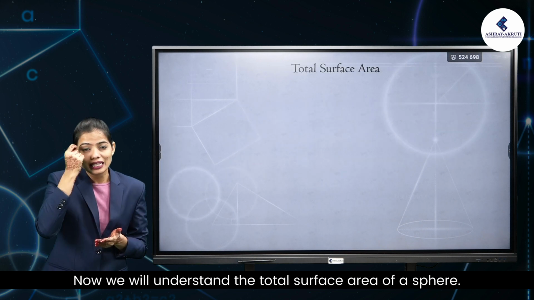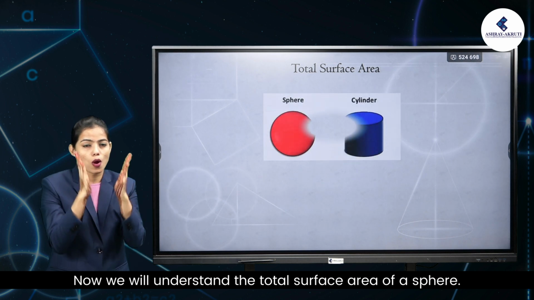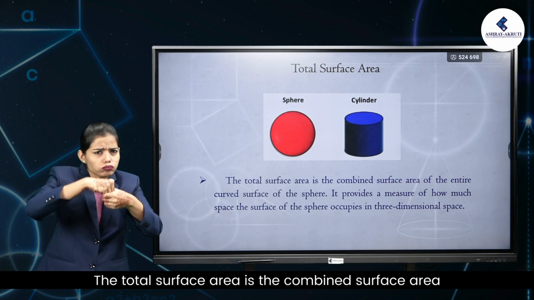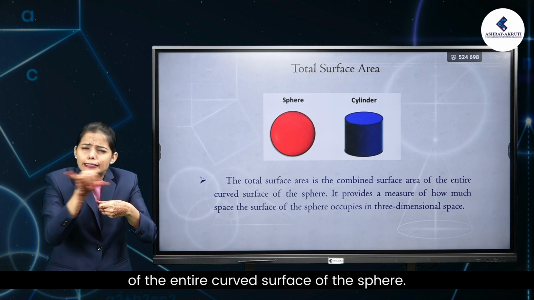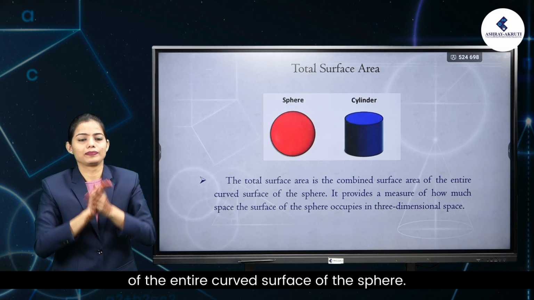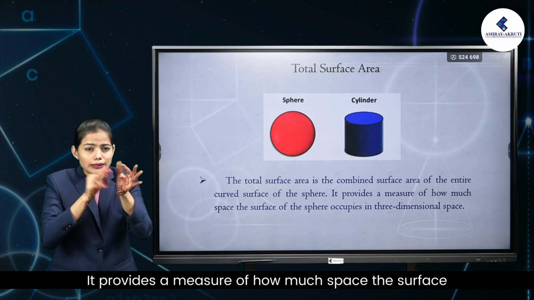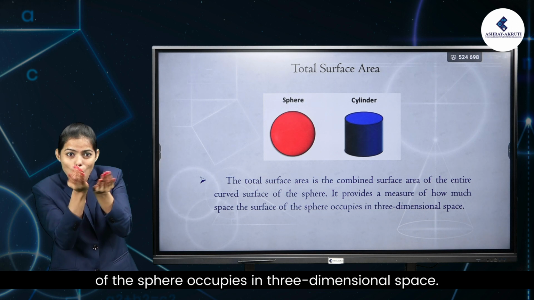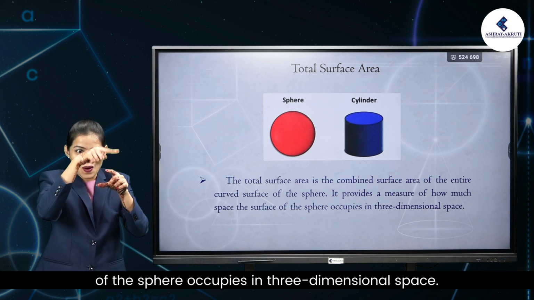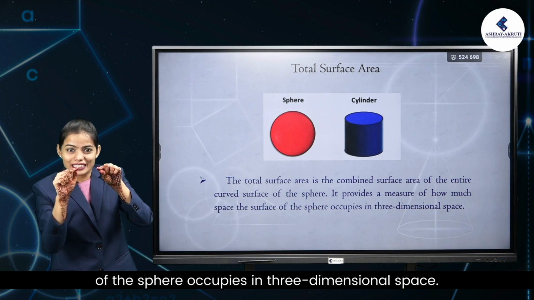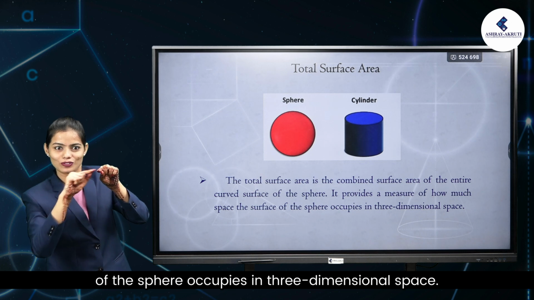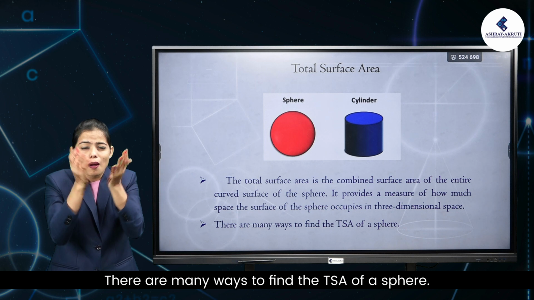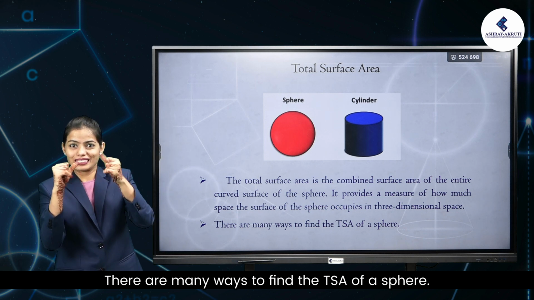Now, we will understand the total surface area of a sphere. The total surface area is the combined surface area of the entire curved surface of the sphere. It provides a measure of how much space the surface of the sphere occupies in three-dimensional space. There are many ways to find the total surface area of a sphere.